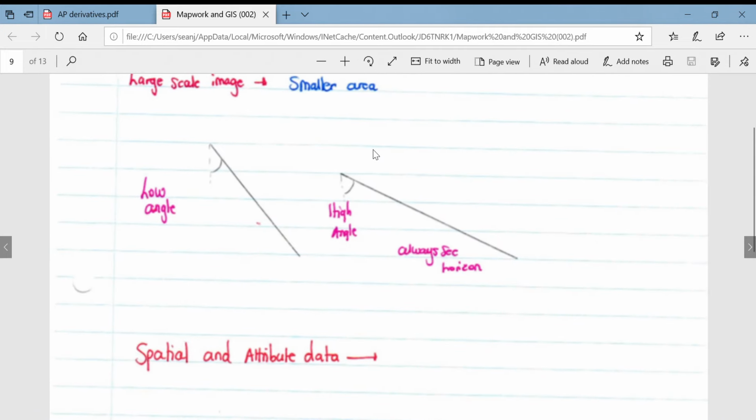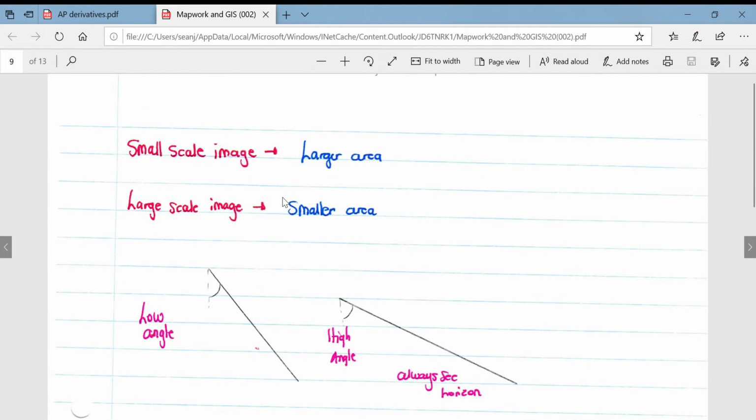Then if we look at small scale and large scale images, obviously a small scale image covers a larger area, whereas a large scale image covers a smaller area. So they're the opposite of what you think.